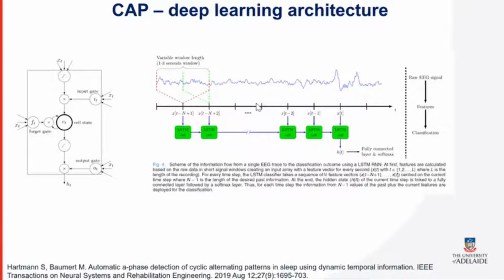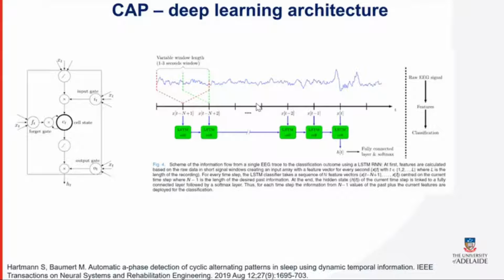Now, coming back to the point about technology, scoring cyclic alternating pattern is quite labor intensive. It's not just looking at 30-second windows, but within each 30-second window, you would have to label A phases. So as a consequence, it hasn't been used widely, aside from a few sleep labs, primarily in Italy.